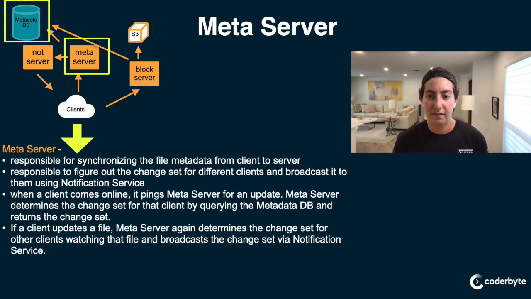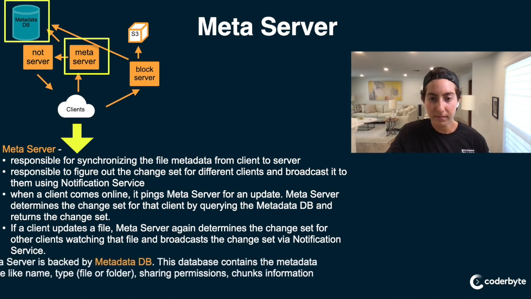If a client updates a file, the meta server again determines the change set for other clients watching that file and broadcasts the change set via the notification service. So this is saying more of the same thing, right? This is just if a client updates the file, the meta server talks to the not server, which then sends a notification and it propagates downwards.